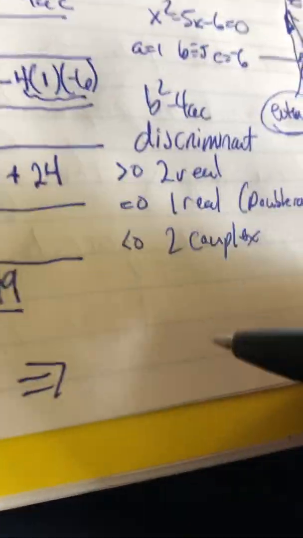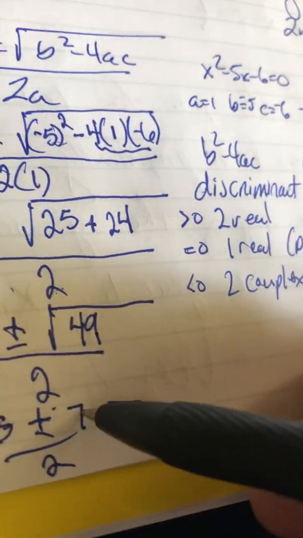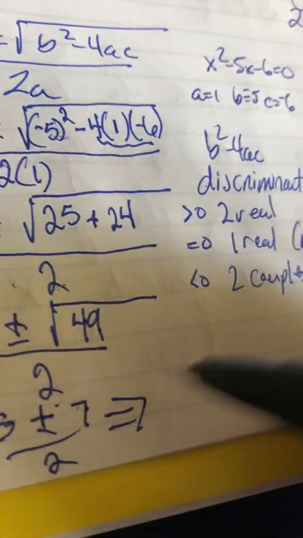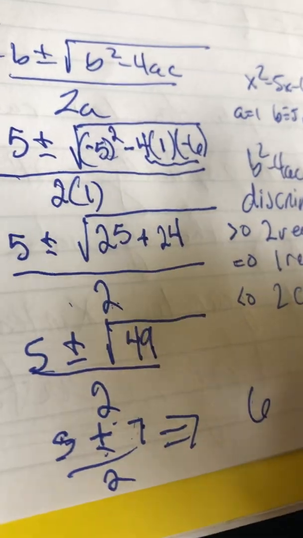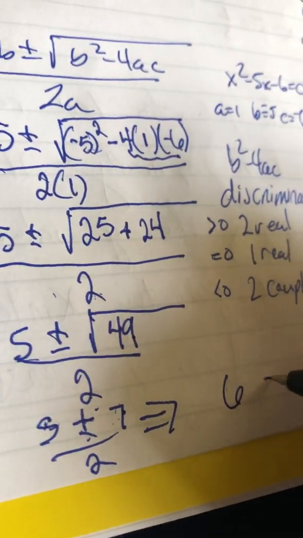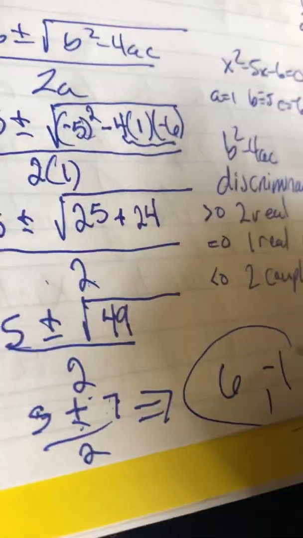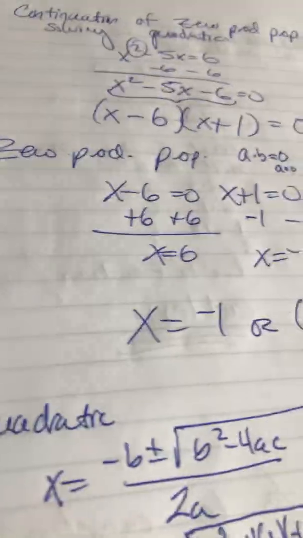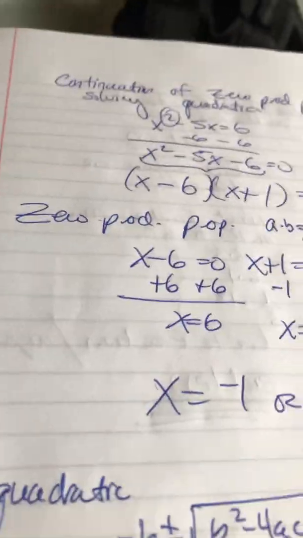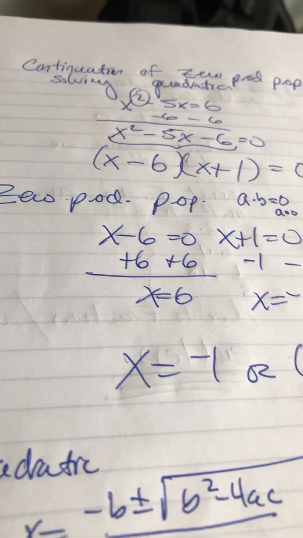That yields 2 results. 5 plus 7 is 12. 12 divided by 2 is 6. And 5 minus 7 is negative 2. Negative 2 divided by 2 is negative 1. We get the same results as we did up here. Okay, I'll do this completing the square on another video.